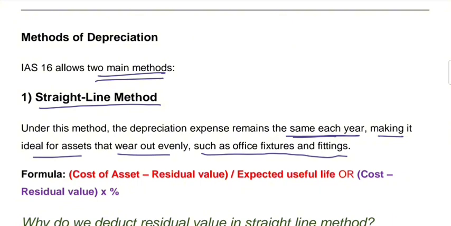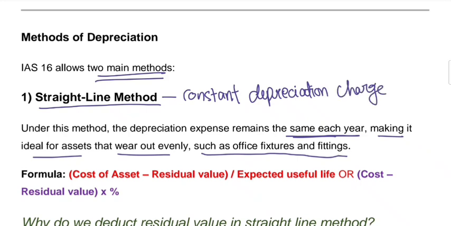Straight line method is going to give you a depreciation charge which is going to be the same every year. It's a constant depreciation charge. If we follow the straight line method, it gives us a constant depreciation charge, and it is going to be suitable for those kinds of assets that are going to give us constant economic benefits every single year, such as office fixtures and fittings.